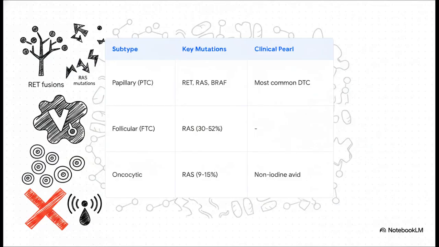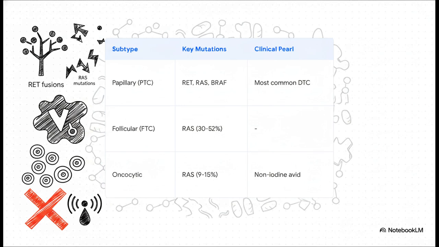Let's map out the differentiated thyroid cancers, or DTCs. Think of this as your mental cheat sheet. First up, papillary thyroid carcinoma, or PTC. It's the most common DTC, and its genomic profile is just incredibly relevant for us. We see RET fusions in about 7% of cases, RAS mutations in 13%, and a massive BRAF V600E or K mutation presence. Then we have follicular thyroid carcinoma, which is heavily driven by RAS mutations, seen in about 30 to 52% of cases.